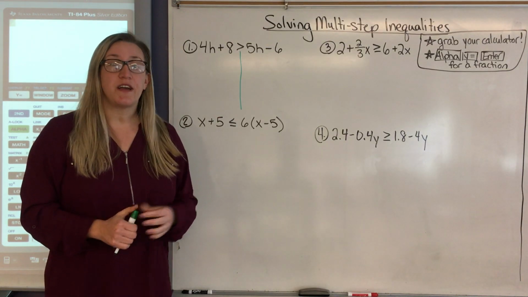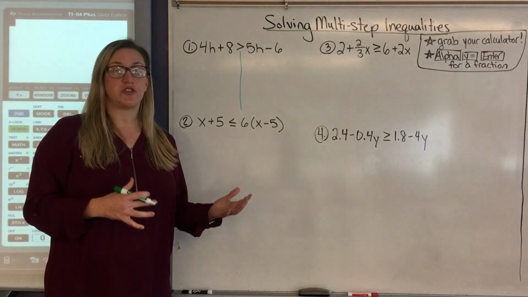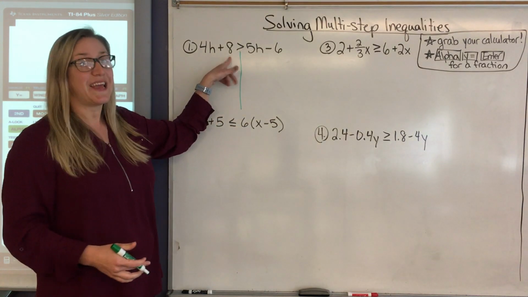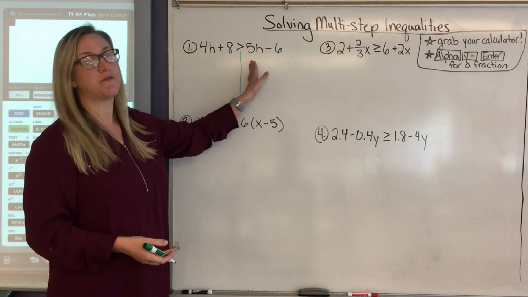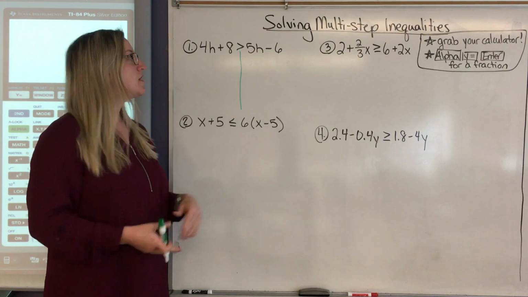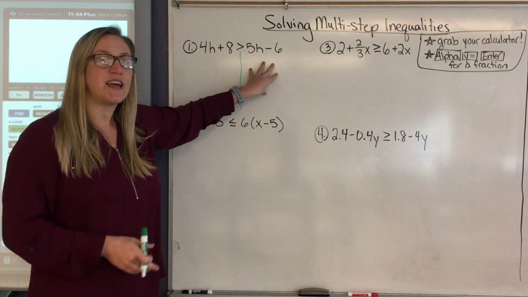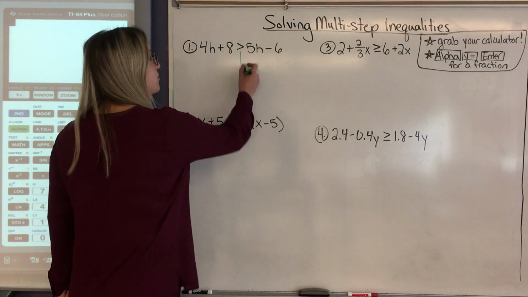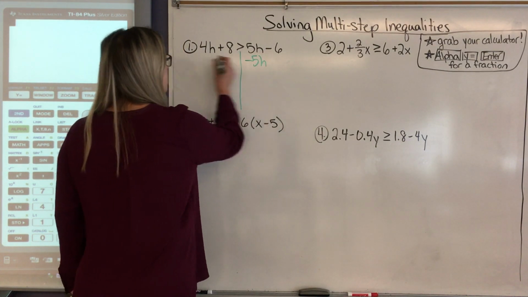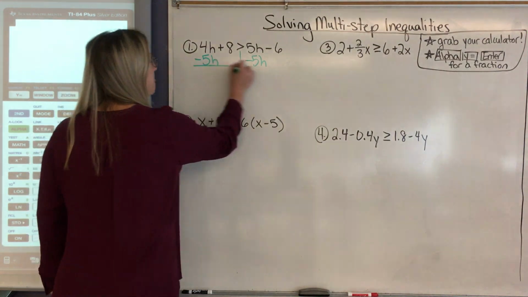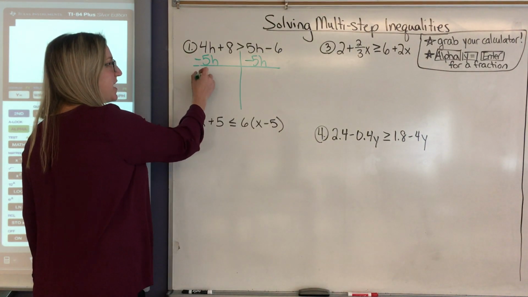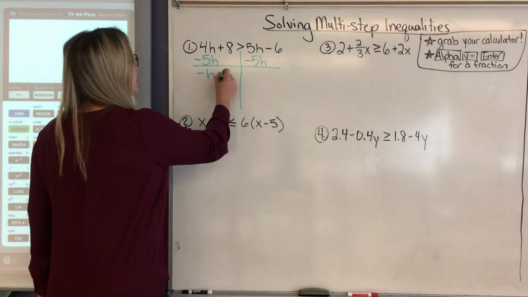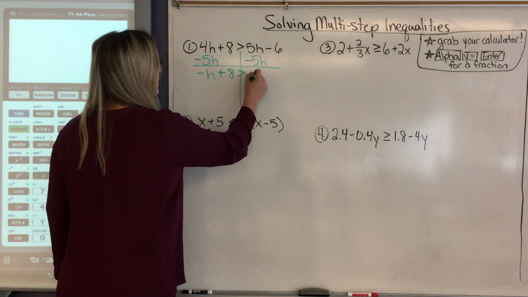I'm going to identify if I have distributive property or combined like terms first, which I do not on either side. 4h and 8 do not combine, and neither do 5h and -6. So I'm going to take a look at the right side. I see I have a 5h that I want to remove from the right, so I will subtract 5h from both sides. 4 minus 5 is -1h, or just -h. Plus 8 is greater than -6.